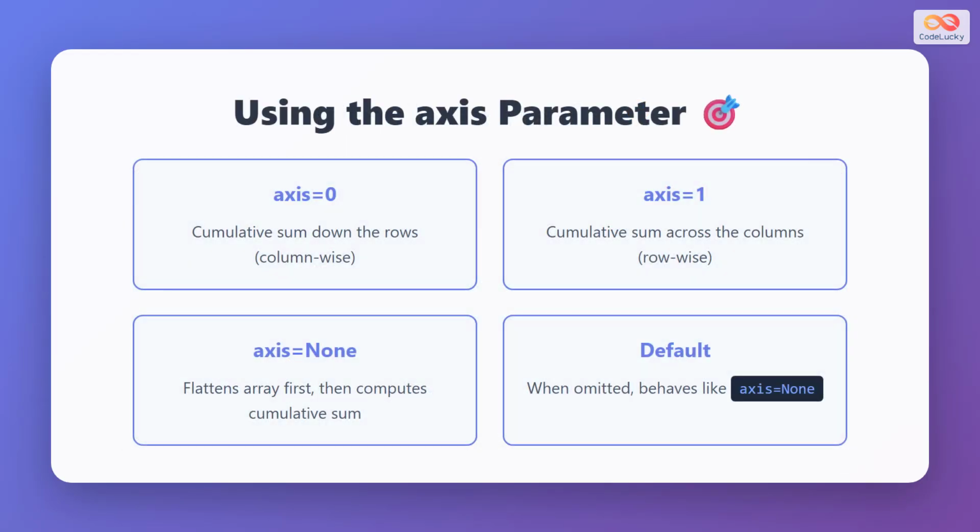For multidimensional arrays, the axis parameter controls the direction of the cumulative sum. Axis equals 0 computes the cumulative sum down the rows, which means column-wise. Axis equals 1 computes across the columns, which means row-wise. Axis equals none flattens the array first, then computes the cumulative sum. When you omit the axis parameter, it behaves like axis equals none by default.